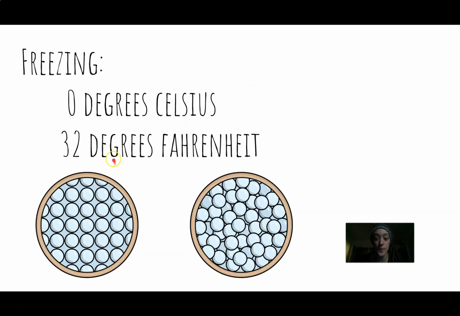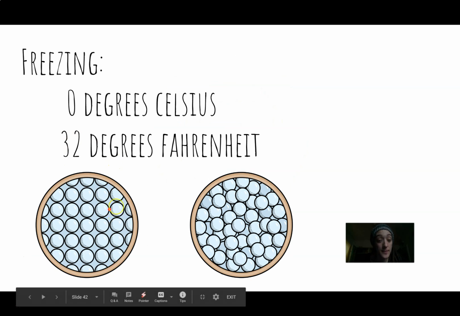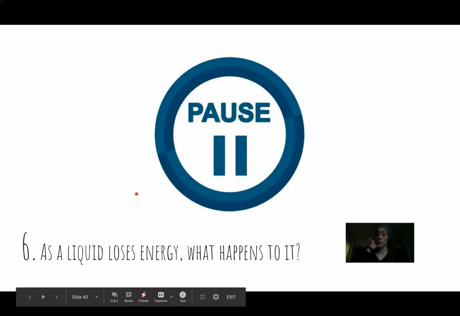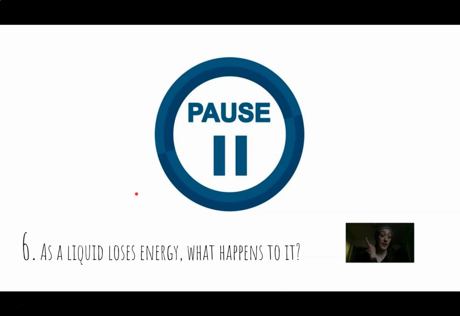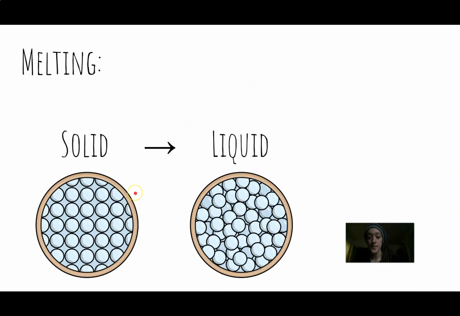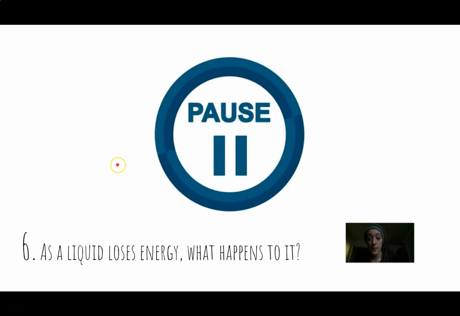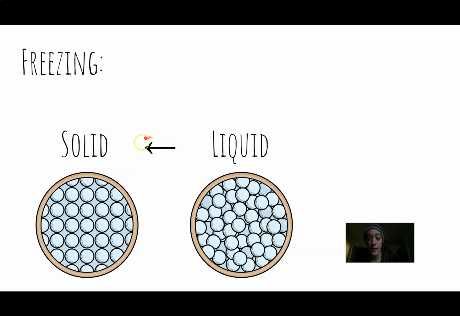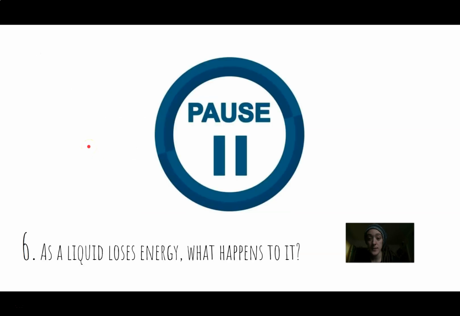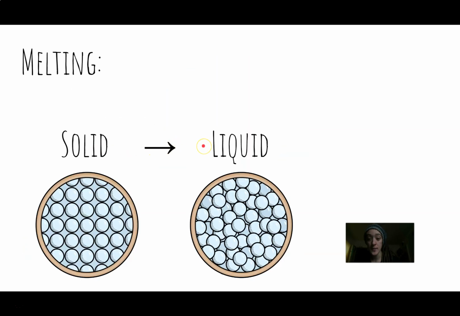Okay, and hopefully you told me it becomes a solid. Right? As liquid loses energy, you could say it freezes, or you could say it becomes a solid. Awesome. Okay, and then melting is just the opposite of freezing, right? So notice how our arrows are going back and forth. This arrow is facing from liquid to solid. And then with melting, it's the opposite direction, from solid to liquid.